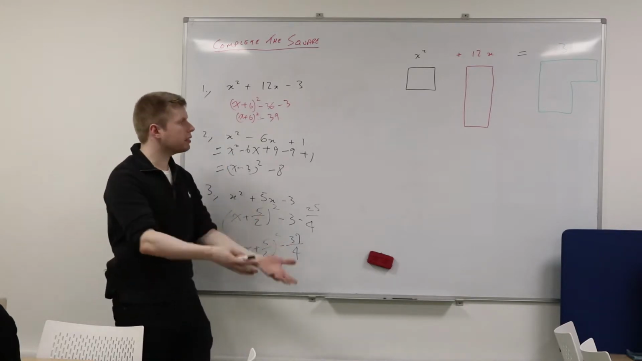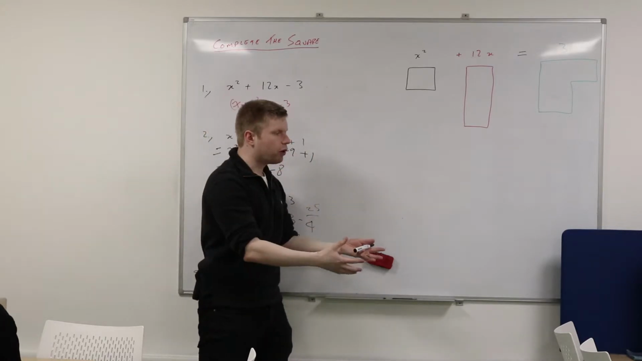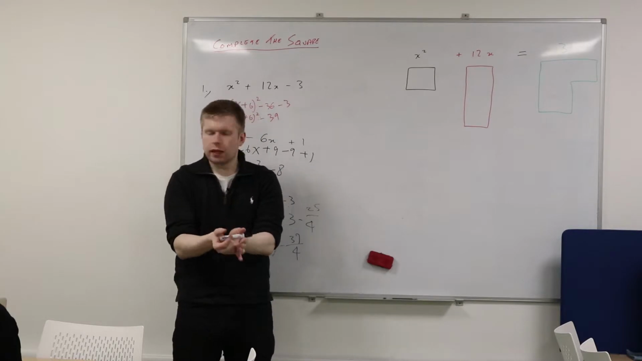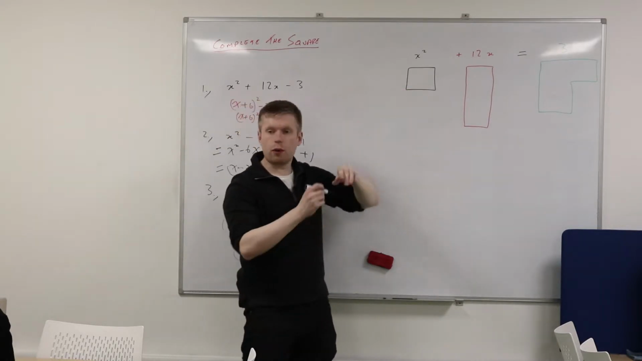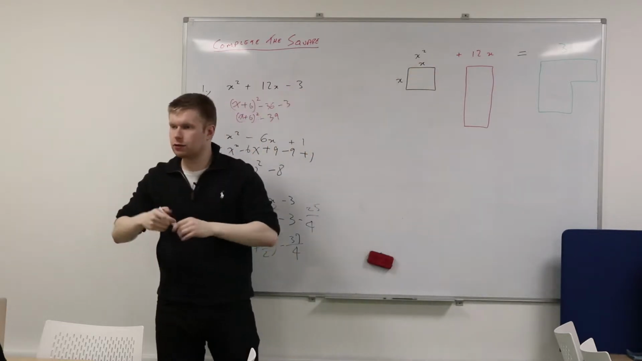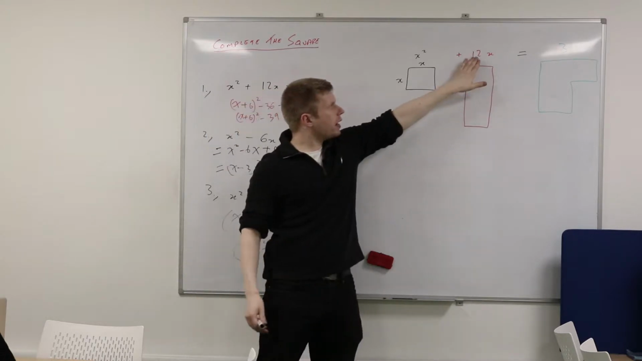Because I've introduced this idea that x squared, the reason why we say x squared rather than x to the power of 2, is because we're literally talking about the square, namely the area of a square with side length x. That's where my x squared is represented geometrically, visually. Okay? 12x, what would that be?